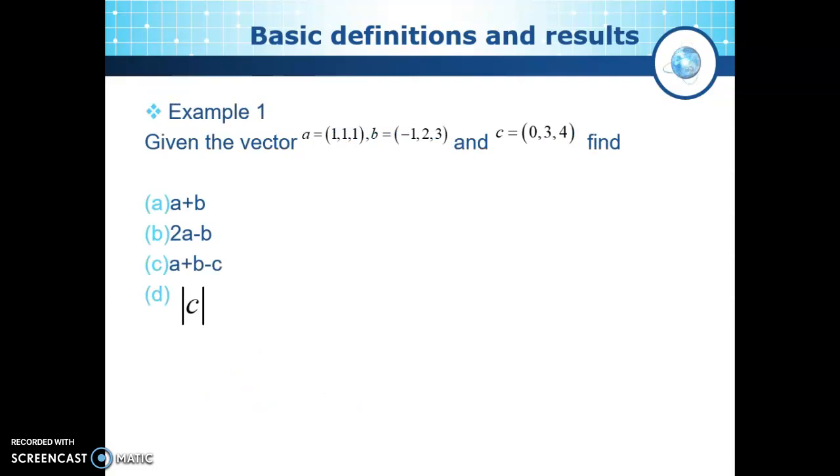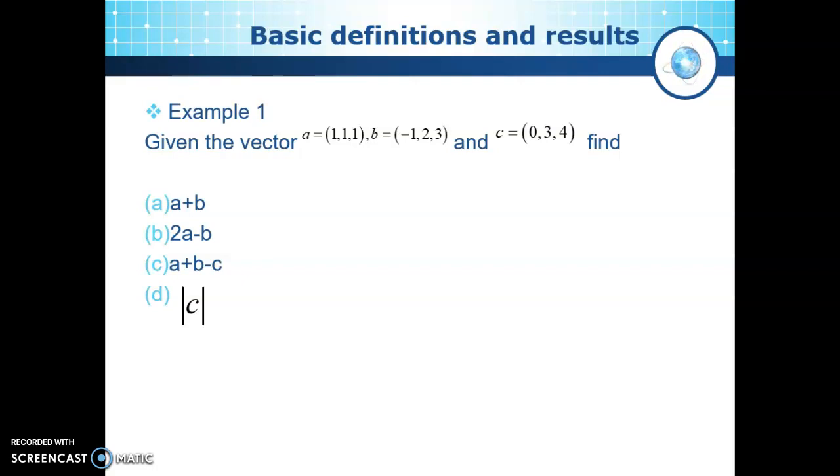So for example, given the vectors A is 1 1 1, B is negative 1 2 3, and C is 0 3 4, find A plus B. See, this is a vector, so you have to add component by component: A1 plus B1, A2 plus B2, and so on and so forth. So find A plus B, 2A minus B, A plus B minus C, and the magnitude of C. So how to do it?